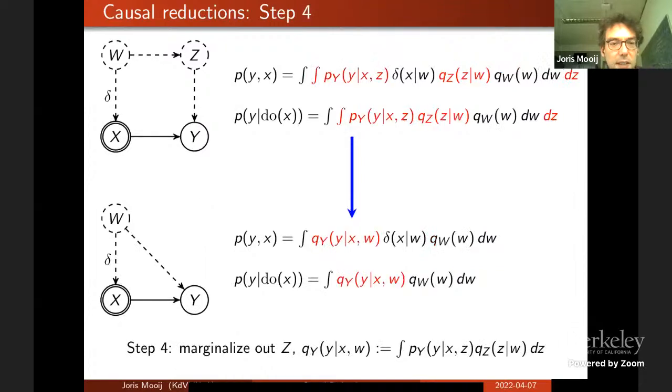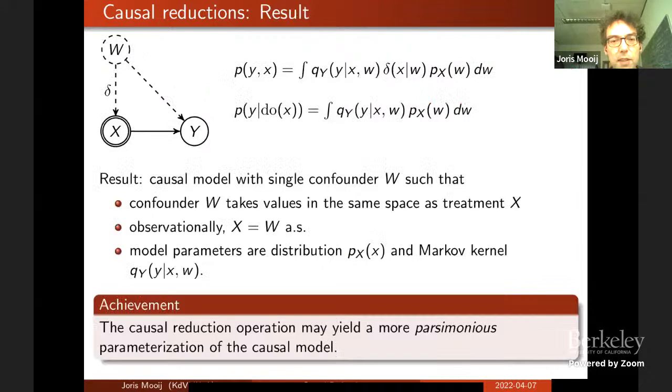The last step is that we can now integrate over z. So we can marginalize z out, and that gives us the model on the bottom, where we have this new Markov kernel q of y, and we have this q of w, which is actually the same as the observational distribution of x, the treatment. Okay, so a few simple steps, and each step basically preserves the observational distribution and the interventional distributions.